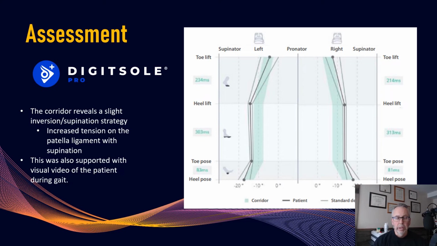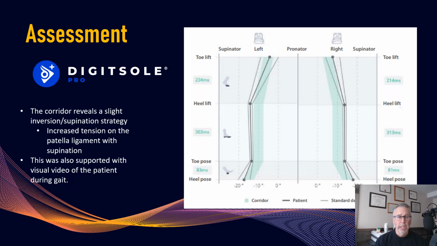So now we'll take a look at the corridor, and if you've listened to us before or are familiar with this, the corridor in green is looking at and evaluating really the normative positions of specific demographics, age and gender, in the relative position of the foot towards the horizontal. So the horizontal is going to be the ground surface, and that's going to be at a 0 angle.